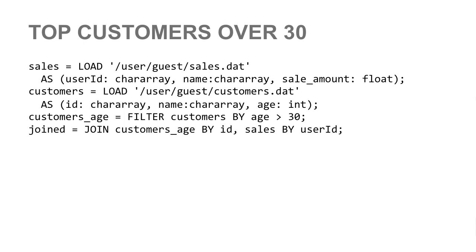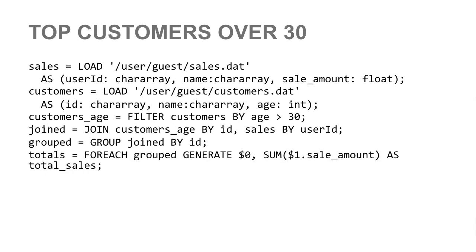The next thing is to do the join. So we are going to join customer's age. We are doing the join by ID, and we join with the sales where we have a user ID. The result of that is join. And then we are going to group the joined by ID. So the result at this point, grouped, is going to be the ID, which is going to be followed by all the records that are joined.